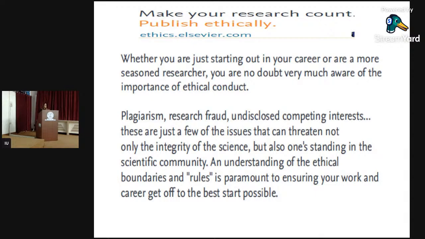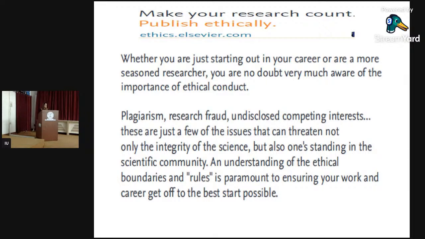So at the end of the day, the exchequer's money should go into productive research, research which would have some societal benefit, isn't it? So we should not be disseminating false information in the scientific community. That is why we need to publish ethically, right? And understanding of the ethical boundaries and rules is paramount to ensuring your work and career gets off to the best start possible, right? So, how much time are you interested in investing in your PhD?